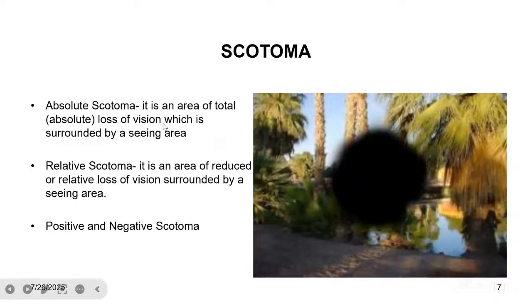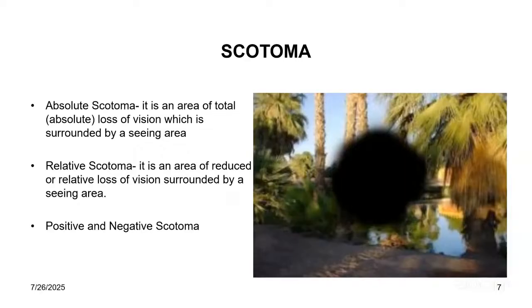So for scotoma, scotoma can be absolute, okay? An absolute scotoma is an area of total loss of vision, which is surrounded by the seeing area, while a relative scotoma is an area of reduced or relative loss of vision, which is also surrounded by the seeing area. So a scotoma can be either positive or negative. When we say a scotoma is positive, for example in this diagram, it is positive in the sense that the patient can perceive it in the field of vision.